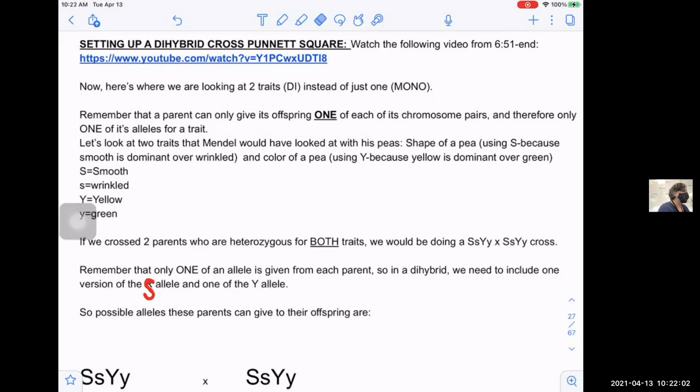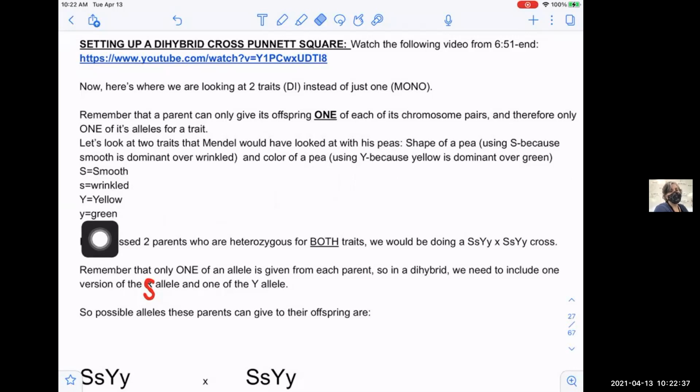All right, so we're going to look at the same traits that Mr. Anderson just went through on that video, but instead of using R's, I'm going to use S's to represent smooth, the dominant trait, and little s is going to represent a wrinkled pea. So we're looking at 2 traits of peas. So these would have been traits that Mendel would have looked at when he was working with his peas in his garden. And then we're also looking at color. So the color yellow is dominant over the color green.